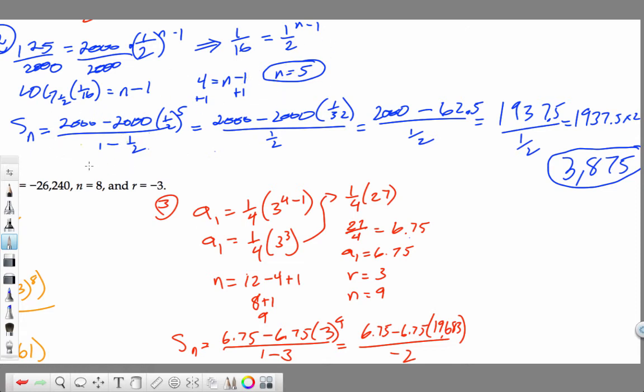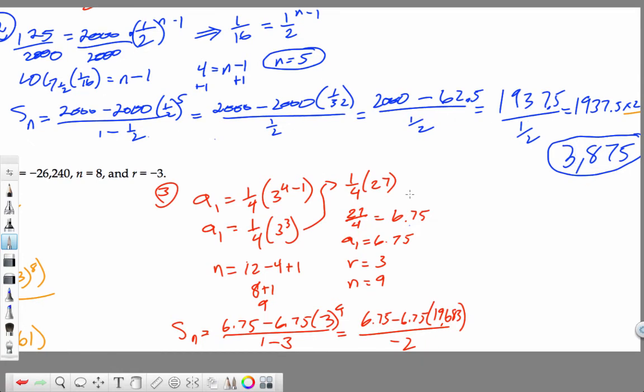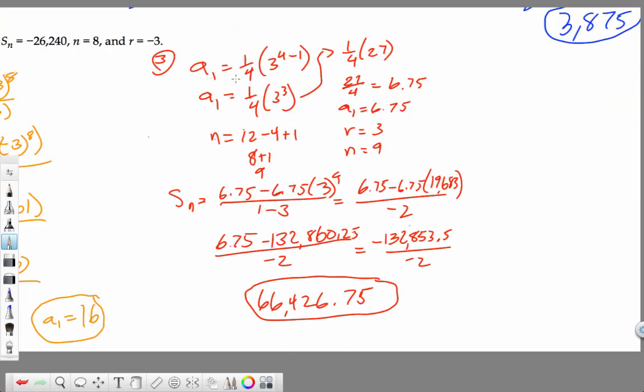So then plug it in here, simplify it, and here I get 1,937.5 divided by 1/2. Well, that's the same thing as multiplying by 2, and I get 3,875 as the sum. A lot of this is just keeping all your signs in order and doing everything correctly in the calculator. Here's number 3.